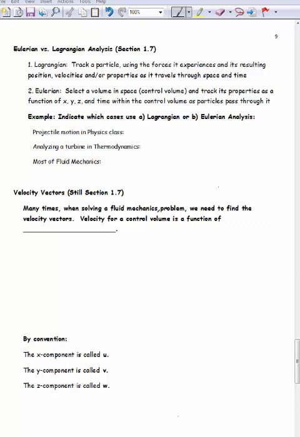Okay, please turn to page 9 of your notes if you haven't already. So the first thing we're going to talk about is Lagrangian versus Eulerian analysis.